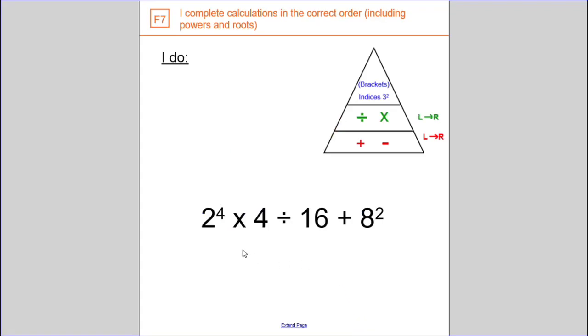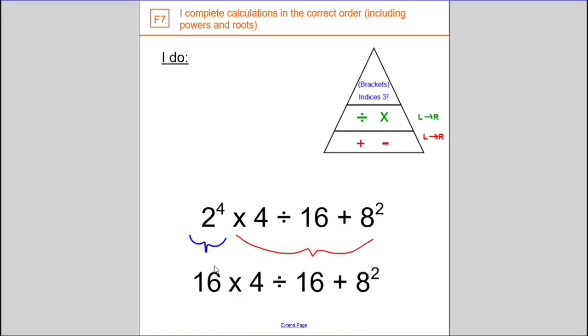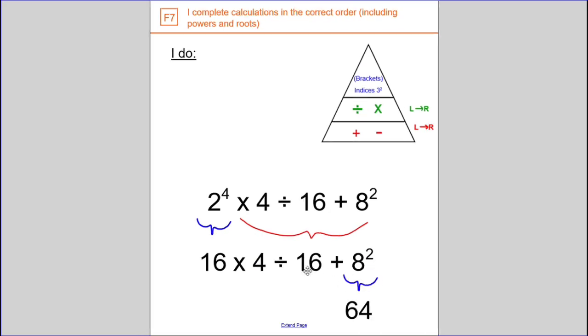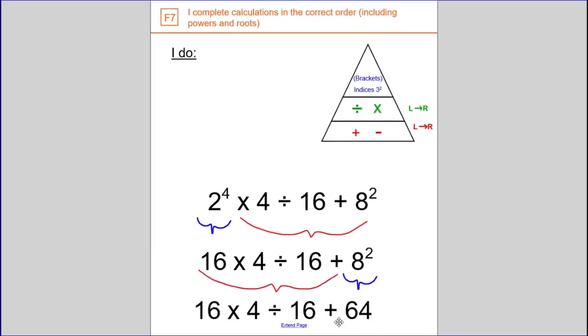Let's try another example here. So we've got indices here. 2 to the power of 4 is 16. Bring the rest of the information down. Then we're going to tackle the 8 squared next. So if I do that, I get 64. Bring the rest of the information down.